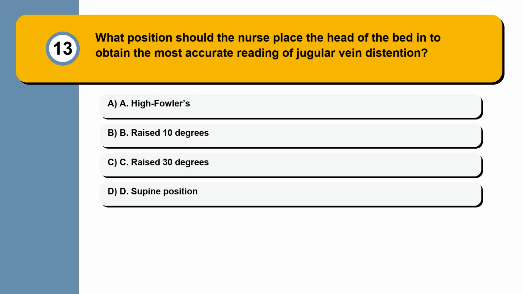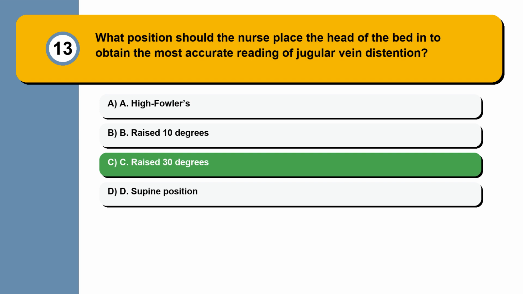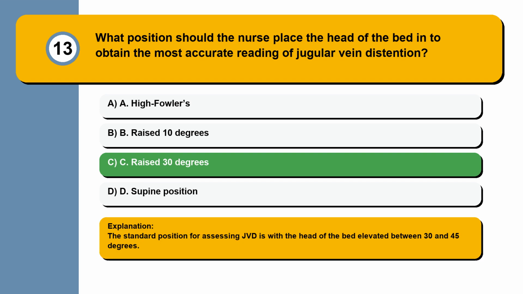Question 13. What position should the nurse place the head of the bed in to obtain the most accurate reading of jugular vein distension? A. High Fowler's. B. Raised 10 degrees. C. Raised 30 degrees. D. Supine position. The standard position for assessing JVD is with the head of the bed elevated between 30 and 45 degrees.